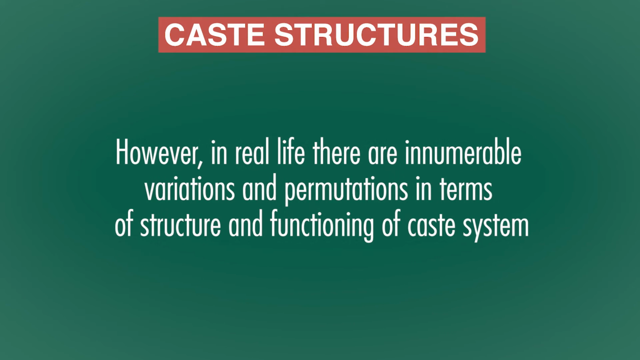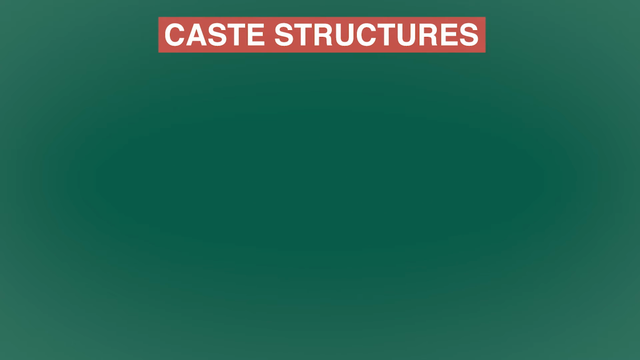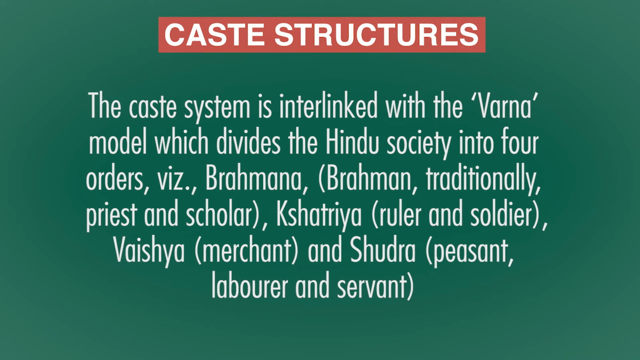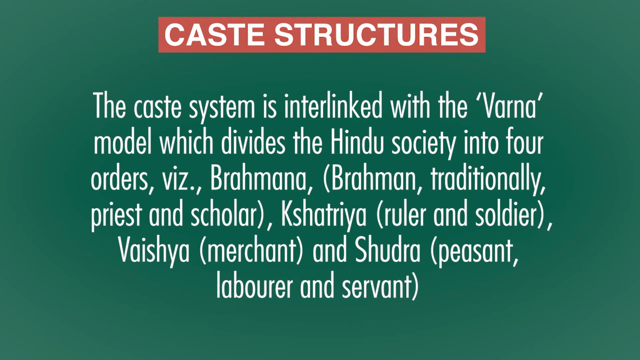However, in real life, there are innumerable variations and permutations in terms of the structures and functionings of the caste system. Being a dynamic reality which is highly flexible, it has shown tremendous variations from one region to another. The caste system is interlinked with the Varna model, which divides the Hindu society into four groups: the Brahmins, the Kshatriyas, the Vaishyas and the Sudras.